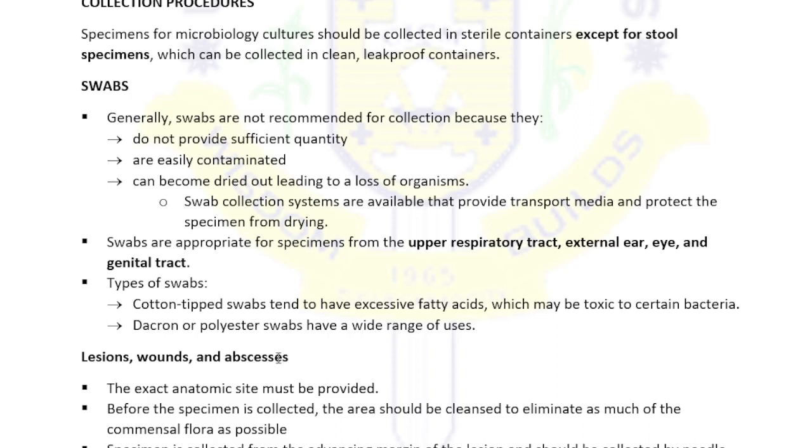So of course, cleansing is very important. The area should be cleansed to eliminate as much of commensal flora as possible, because our skin contains bacteria. That's why technically we are dirty. We are full of bacteria. Our skin is full of bacteria. It has commensal flora or normal flora. These are bacteria found in the skin that do not elicit any harmful effects. That's why they are termed as commensal.